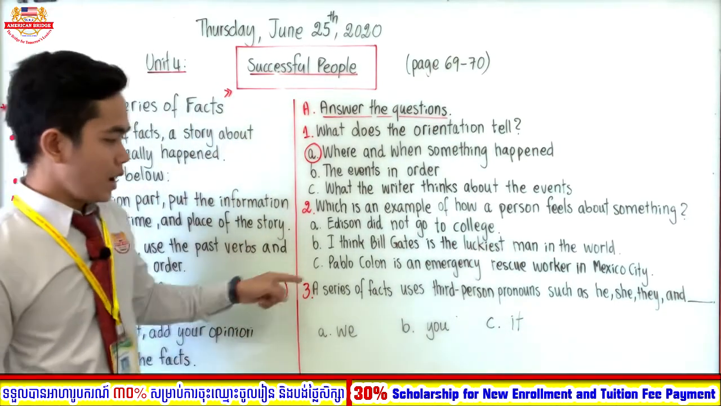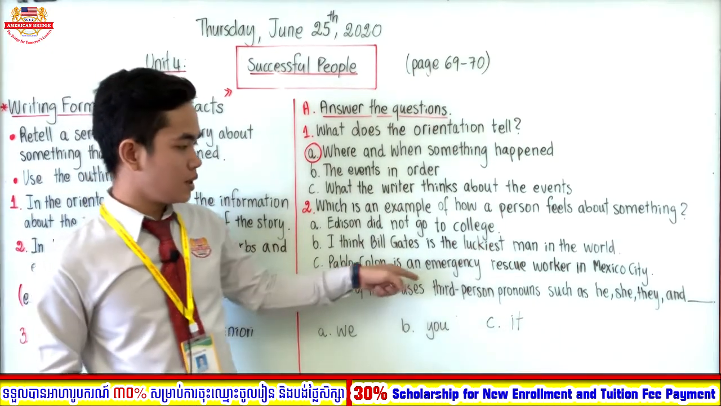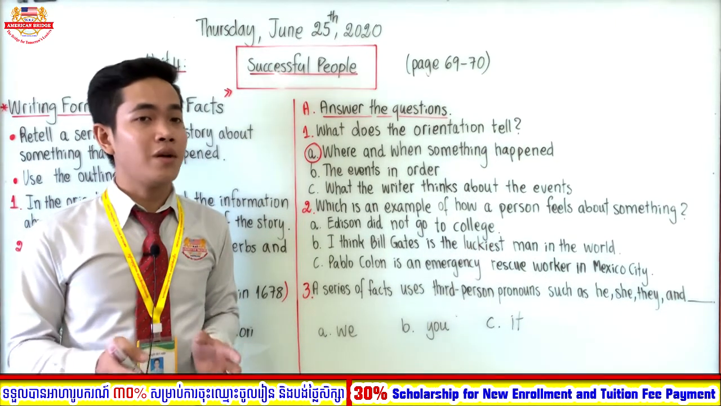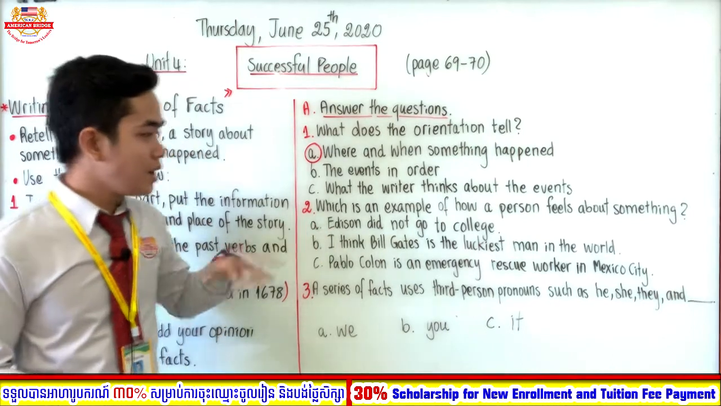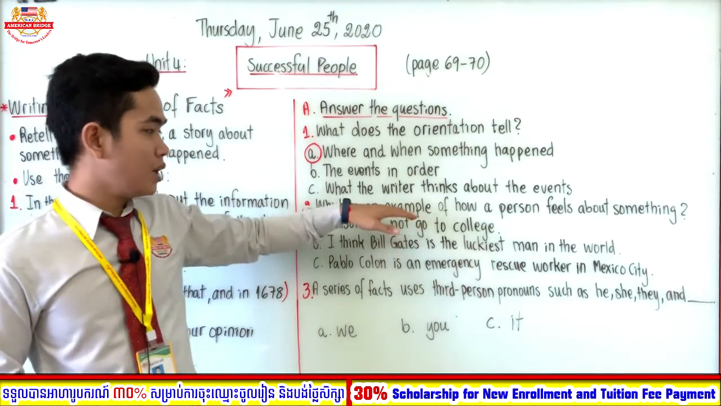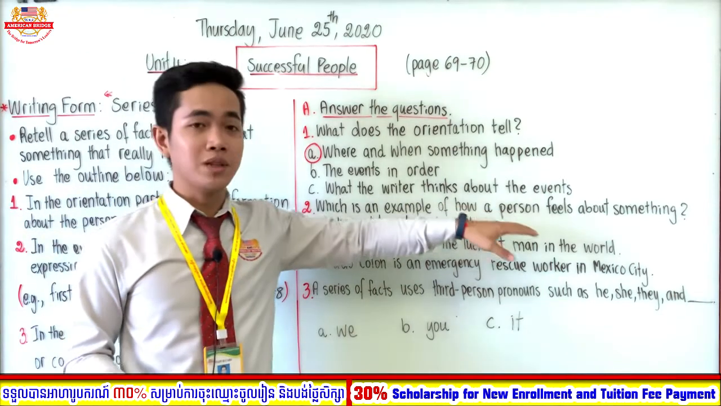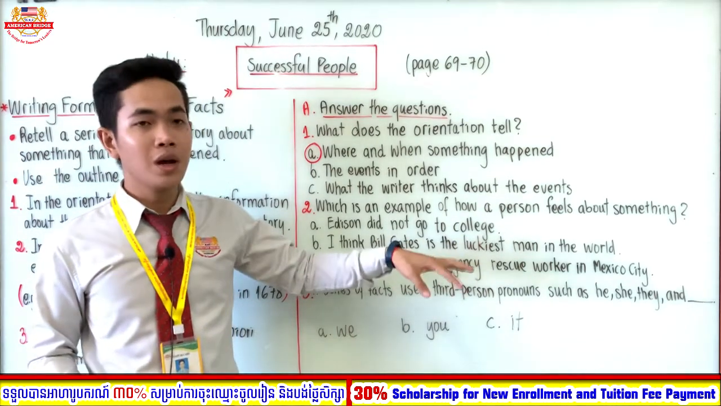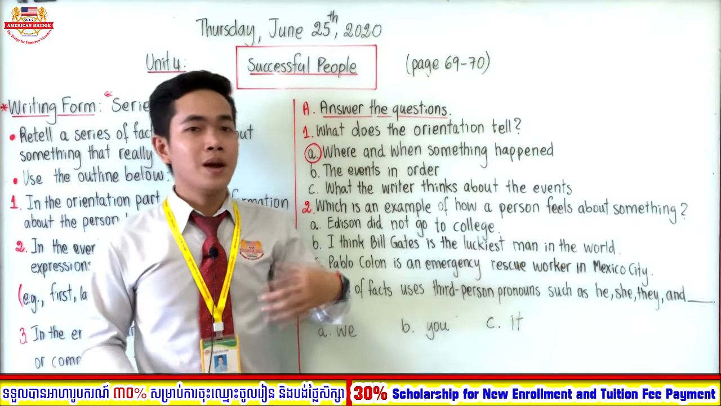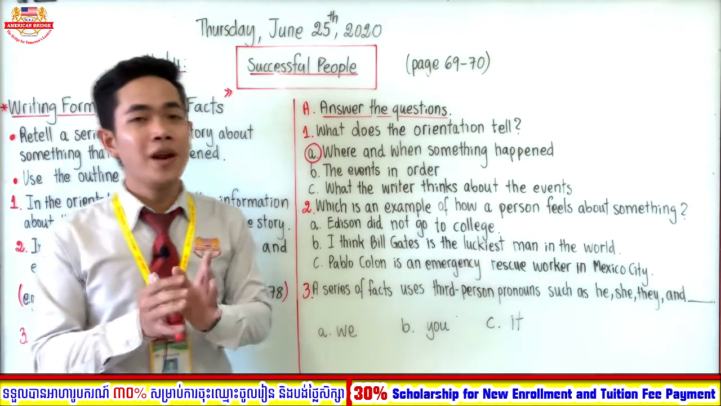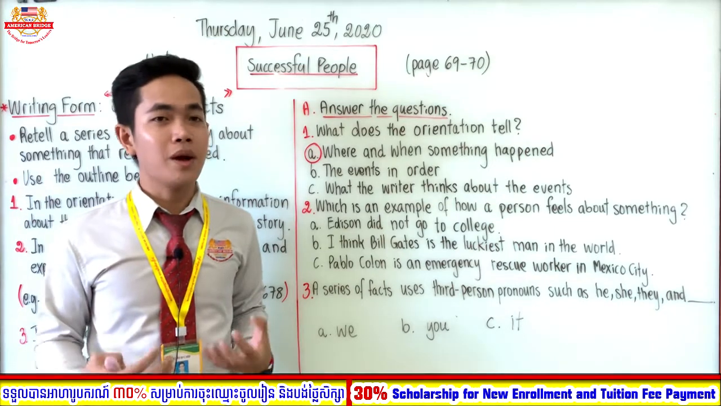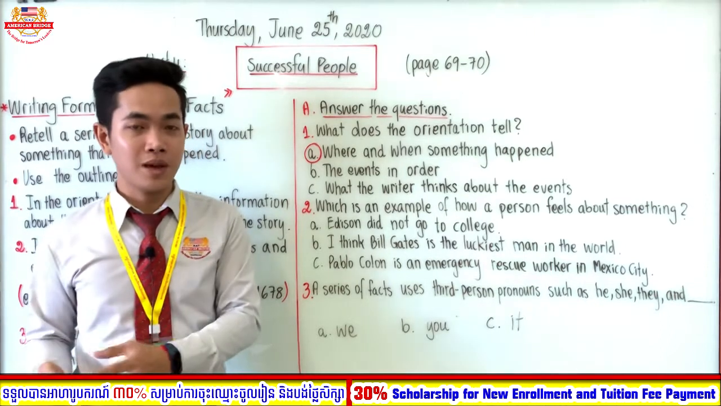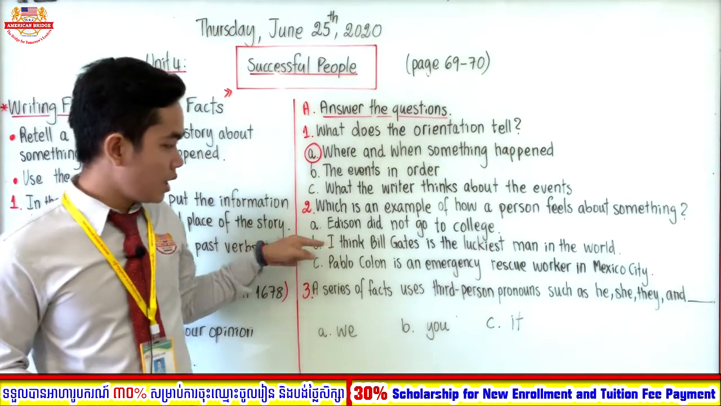But what about our answer, letter C? Pablo Colon is an emergency rescue worker in Mexico City. Is it the correct one? It's not really correct for that question. Let's see our question again. It is about an example of how a person feels about something, right? Feel. If you say Pablo Colon is an emergency rescue worker, of course it is real that he is in charge of that job, right? But actually it is not about the opinion or about what a person thinks about something, right? So the correct one is letter B.